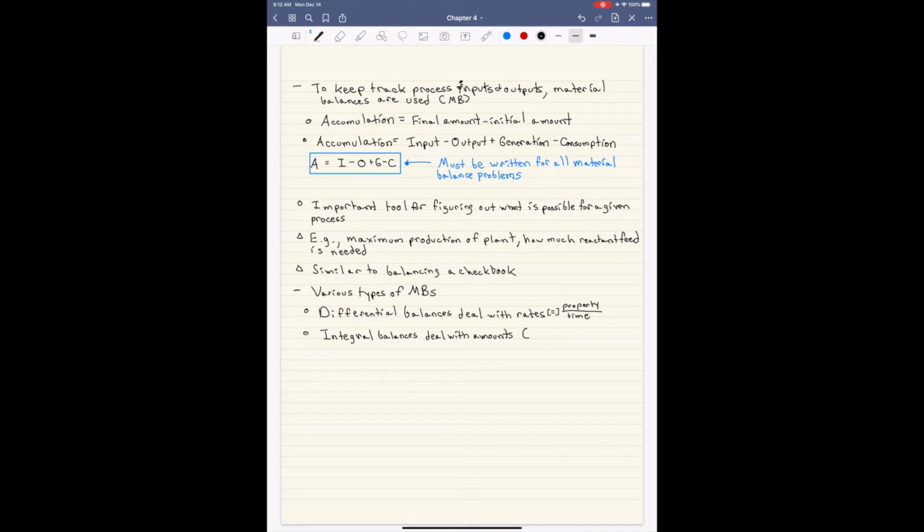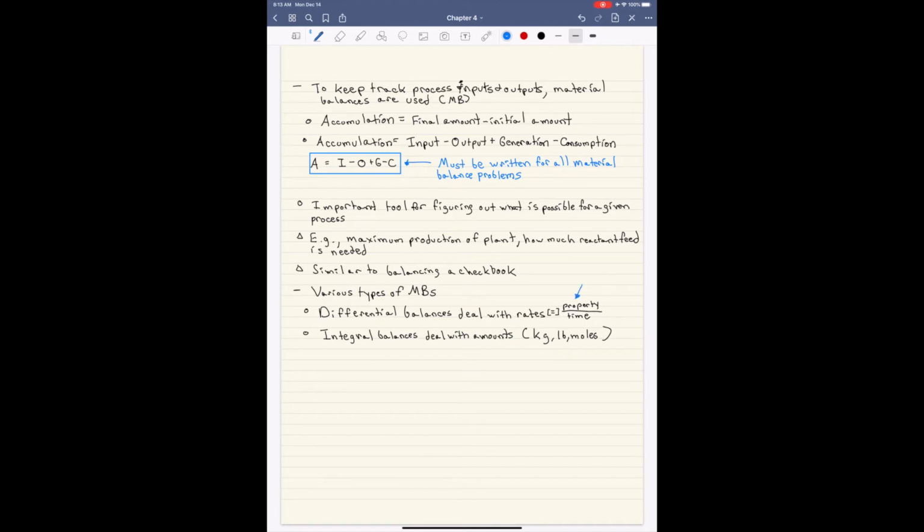And so here, rather than seeing kilograms per second, you would just see kilograms, or pounds, or moles, or something like that. Okay? And so there's two different types of material balances. But if you remember from the previous video, this also tracks with two different classes of processes that we deal with, right?